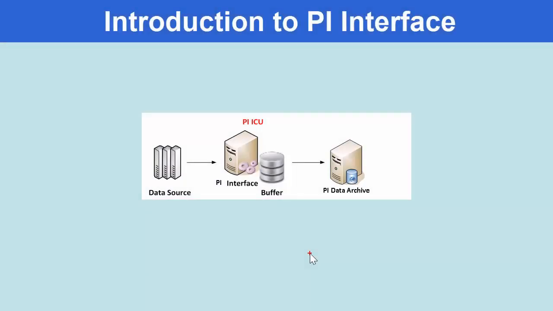There are about 400 plus PI interfaces that can gather data from different kinds of data sources. In general, a PI interface is nothing but a program that runs on a specific node, and it needs to be configured to communicate and gather data from the data source and send the data to the PI Data Archive.